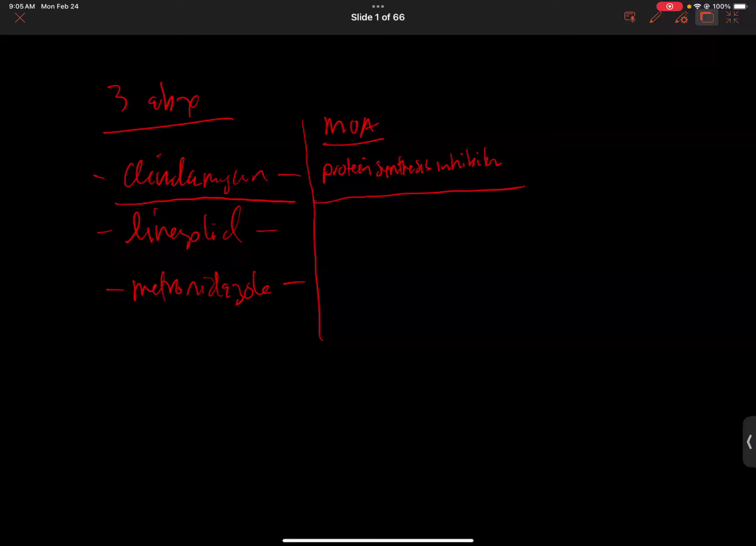Clindamycin binds in a site that pretty much overlaps with the macrolides, okay? So if the macrolides bind here, clindamycin binds here, all right? And as a result, you see a decrease in peptide-forming reactions. You get truncated proteins, and you get a cessation in protein synthesis, okay? Clindamycin has activity against gram-positive organisms and anaerobes, okay?